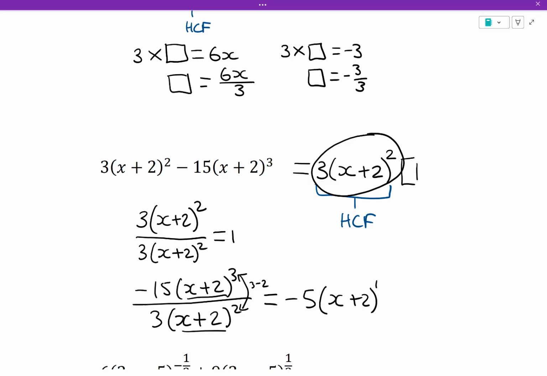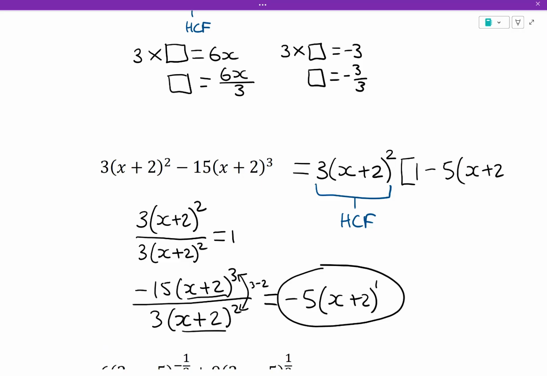And this is going to be the second term in my square brackets. So I'm now going to write this over here: negative 5, lots of x plus 2, and it's to the power of 1. I don't need to write that power in.